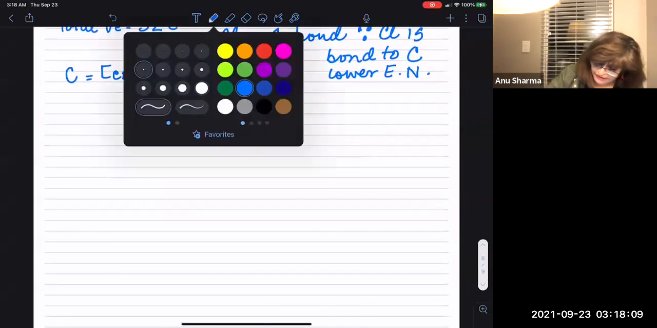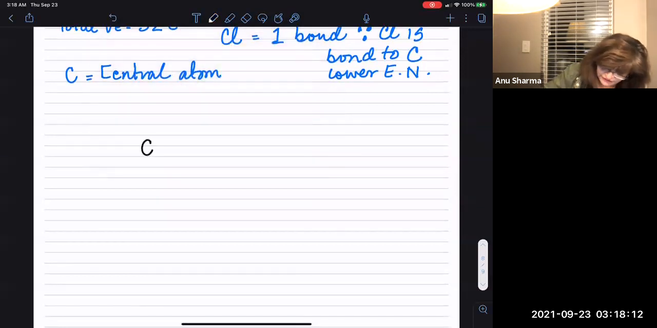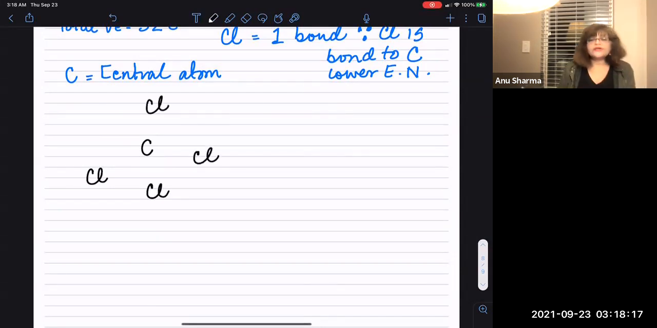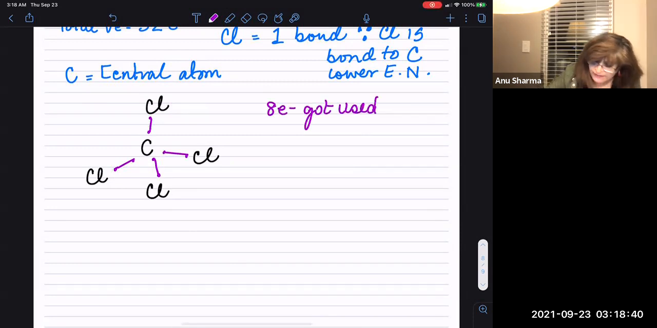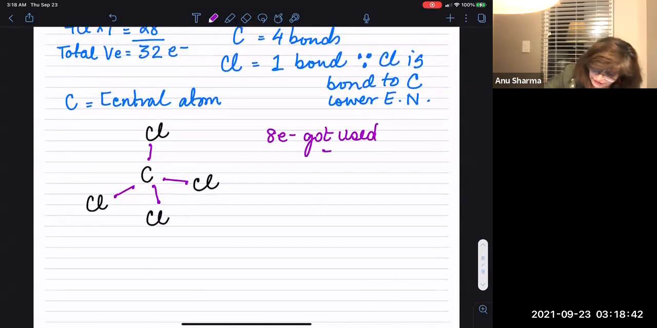So central atom is carbon and each of the chlorines is going to be on the side. So let's do that. Here is your carbon in the middle. And here is your one chlorine. This is another chlorine. This is another chlorine. And this is another chlorine. So put it on all the four sides and join them with a single bond. How many electrons got used up? 1, 2, 3, 4, 5, 6, 7, and 8. 8 electrons got used out of the total 32. So 32 minus 8 is 24 electrons left.